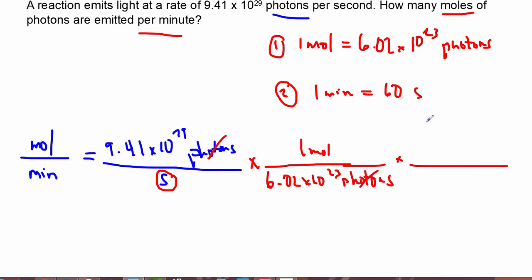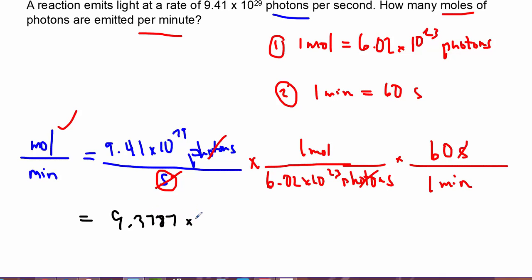Now the only thing I haven't canceled is moles per minute, which is what I want, so I know I'm ready to calculate. I multiply anything on the top and divide by anything on the bottom. My answer is going to come out to be, if I leave some decimal places here, 9.3787 times 10 to the exponent 7. And my units are moles per minute.